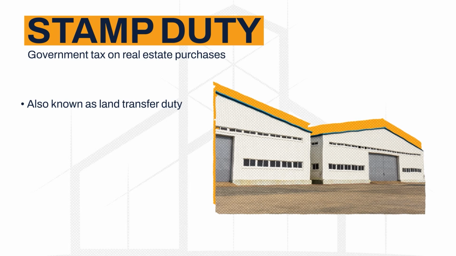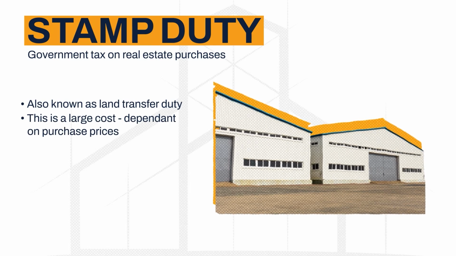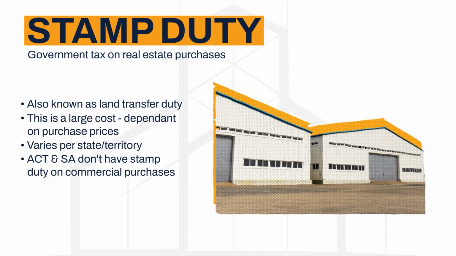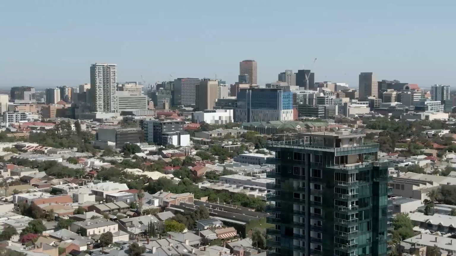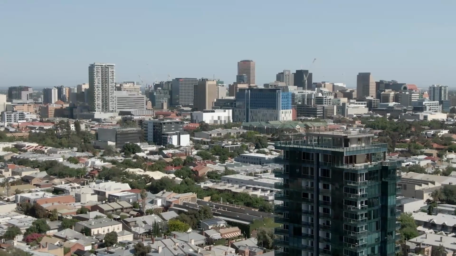The stamp duty amount is generally calculated on a sliding scale or tiered levels depending on the Australian state or territory the property is in and the purchase price. This is the big ticket cost when purchasing a property. Some states like the ACT and South Australia don't actually have stamp duty on commercial purchases. There are a number of online websites that allow you to calculate the stamp duty for your property.